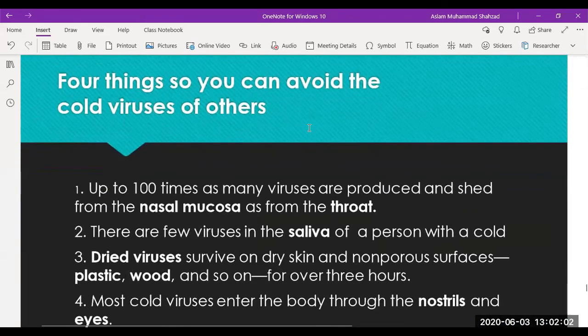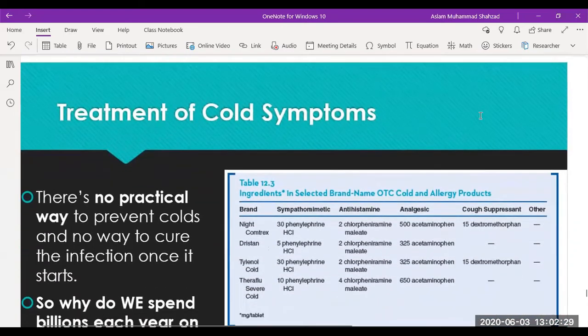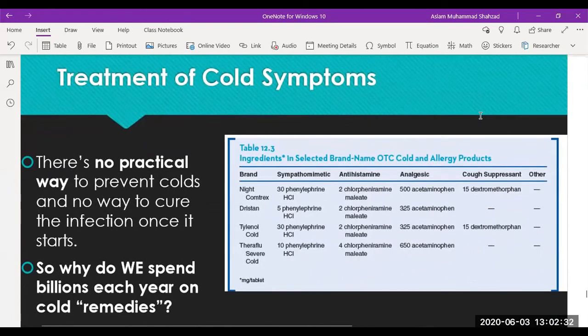But how can we avoid the virus? Some of the things we can do: we can protect our mouth and our face, because it can be spread through the nasal mucosa. Then we need to keep our skin dry and non-porous, so keeping our skin dry can be helpful to avoid it. And most of the virus can enter into the nostril and eye, so we need to protect our eyes and nostrils.